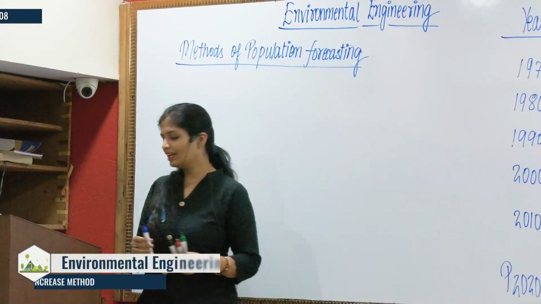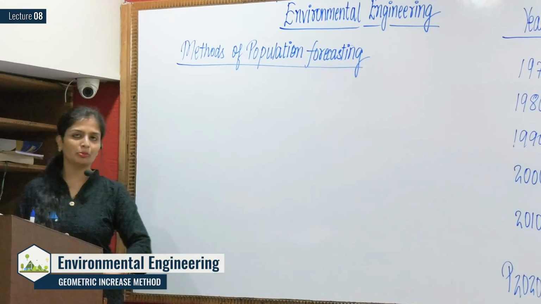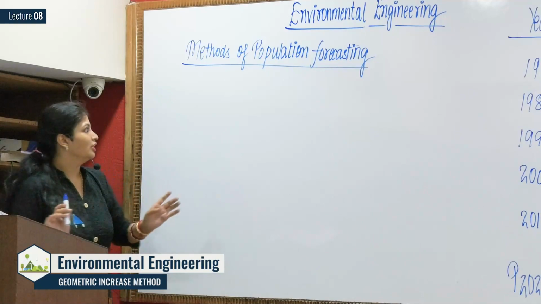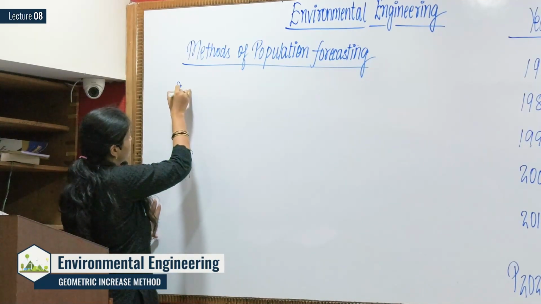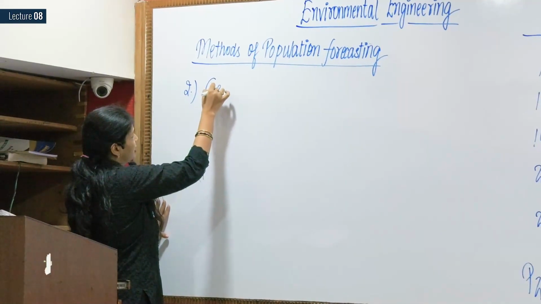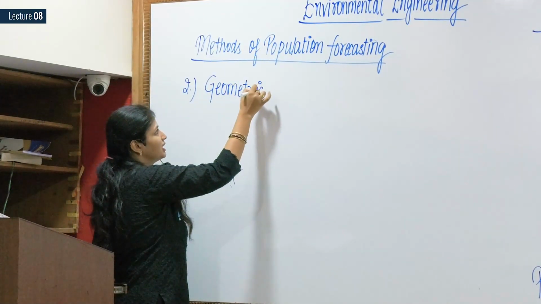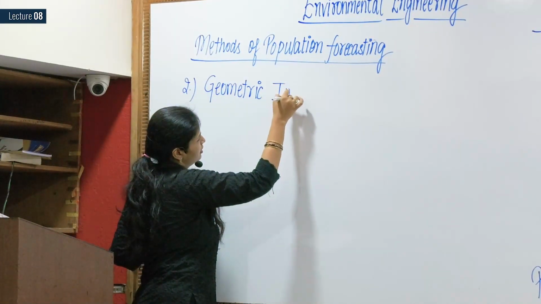So the second method which we will be dealing with in this population forecasting is the geometric increase method. This method is also known as the compounding method.